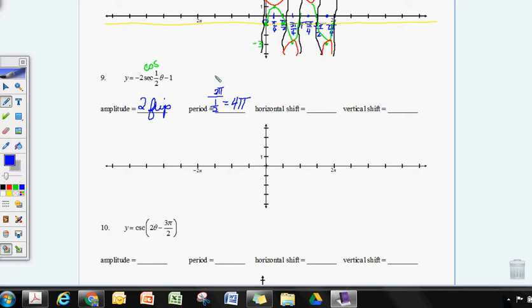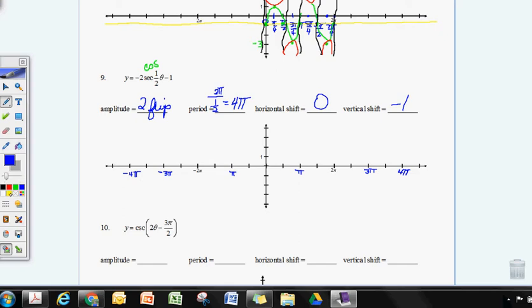Horizontal shift, there's nothing hooked on there, so it's going to start at 0, and it does have a vertical shift of -1. So this one's going to be a wide wave. It's going to end here at 4 pi, and 3 pi is going to be the 3/4 mark, 2 pi is the halfway point, pi is the first quadrant. So pi, 2 pi, 3 pi, and 4 pi is my wave.